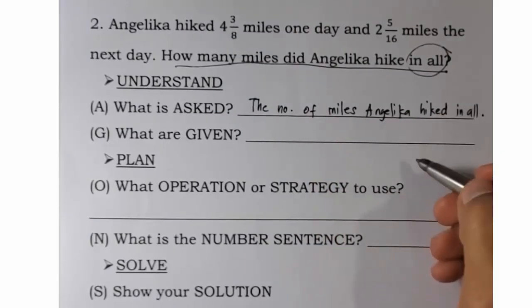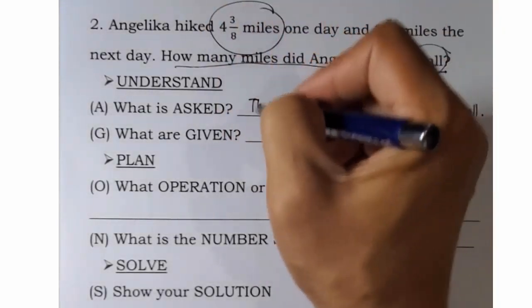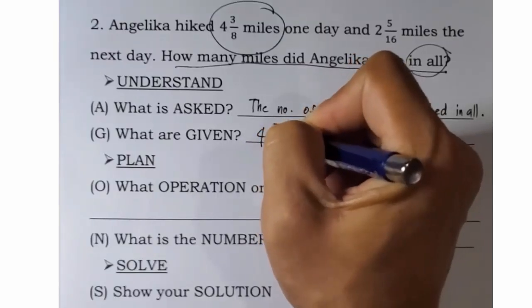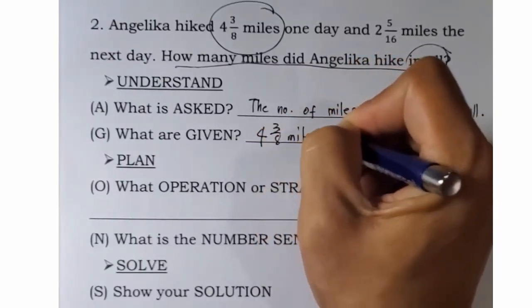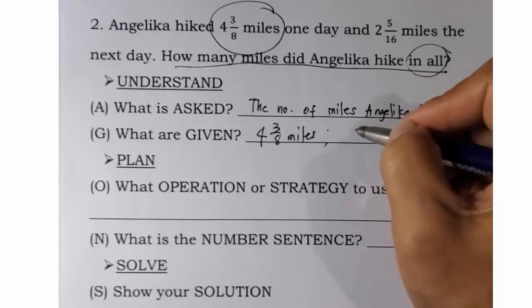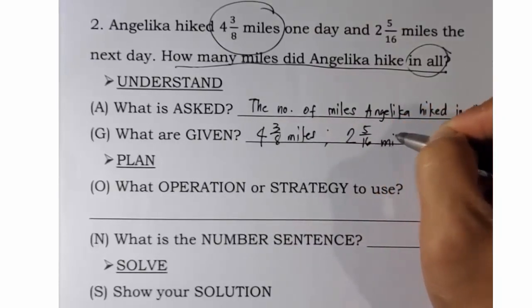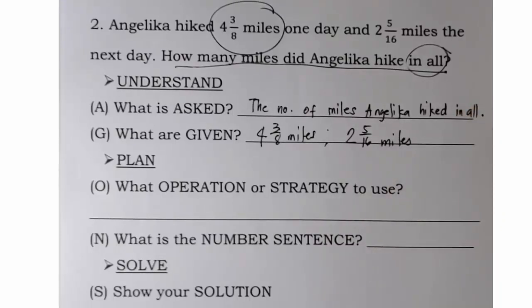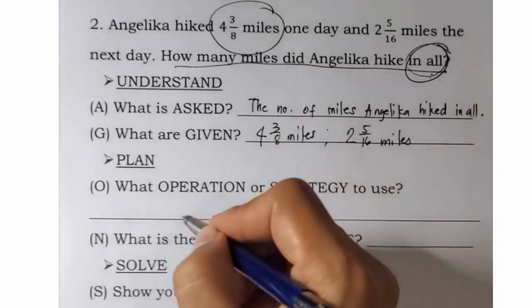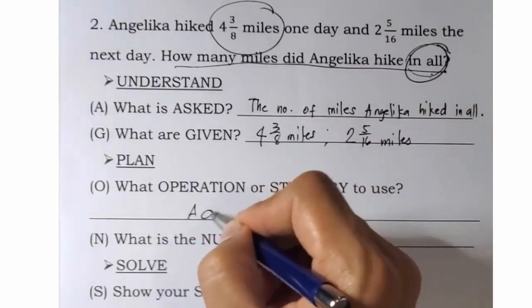Of course, the given here are the following: 4 and 3/8 miles for the first day and 2 and 5/16 miles the next day. Of course, because you are asked here of in all, therefore the operation to be used here is addition.